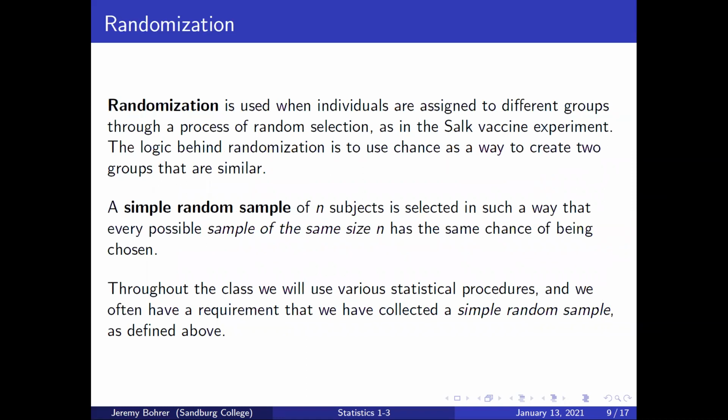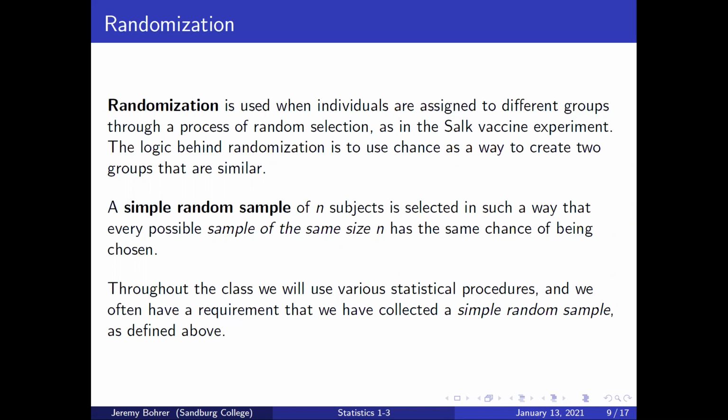Randomization is used when individuals are assigned to different groups through a process of random selection, as in the Salk vaccine experiment. The logic behind randomization is to use chance as a way to create two groups that are similar.